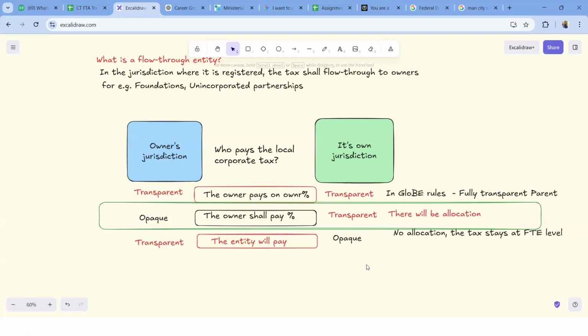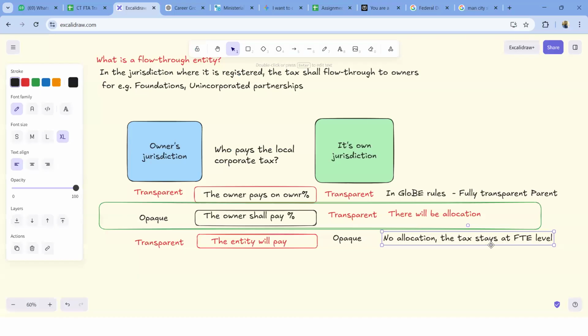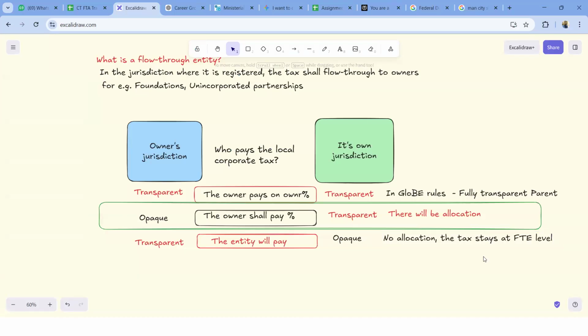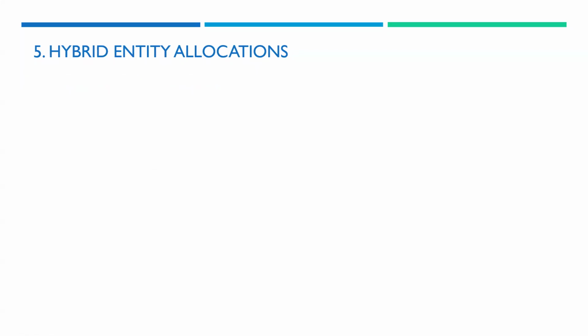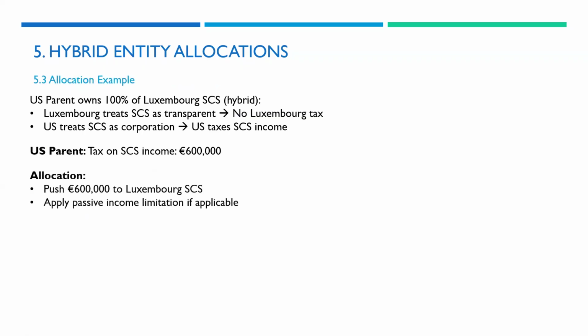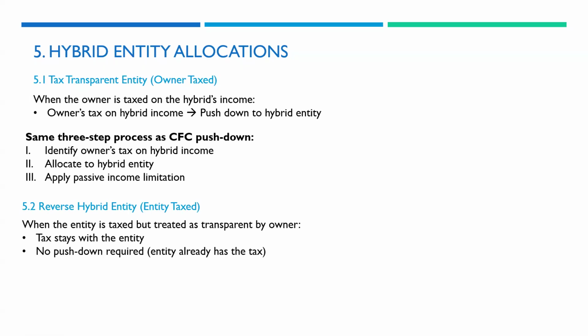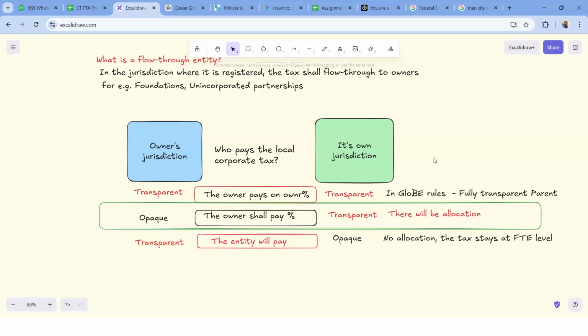Is that clear? Is this clear? And this diagram? Fantastic.